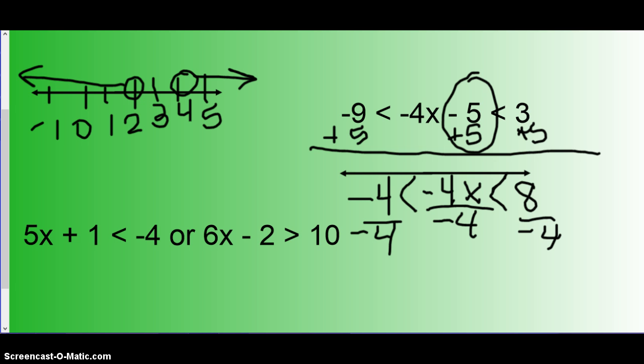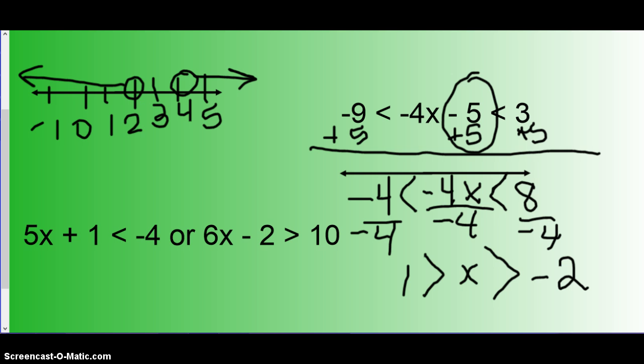So we've got negative 4 divided by negative 4, which is 1. But we're dividing by a negative number, so I have to flip that sign. That leaves x by itself. And again, I'm dividing by negative 4, so I have to flip that sign. So we've got 8 divided by negative 4, which is negative 2. So a couple of things here. We had to be fair to all parts of the inequality because we've got inequalities on both sides. And then we also have to flip the signs because we're dealing with negative numbers.